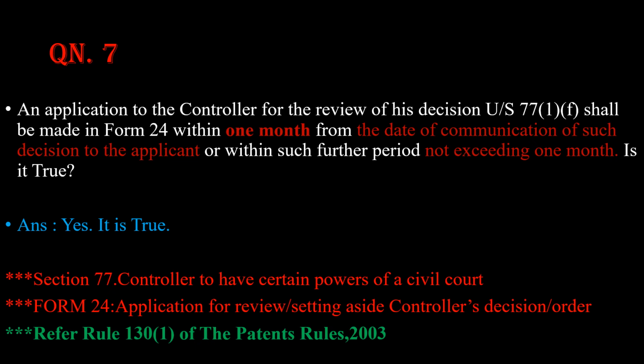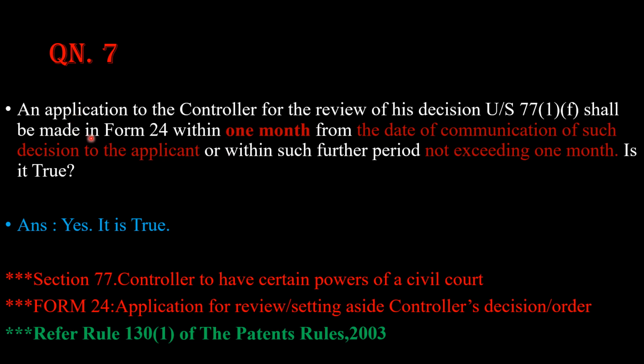Question number 7. An application to the controller for the review of his decision under section 77 subsection 1 clause F shall be made in form 24 within 1 month from the date of communication of such decision to the applicant or within such further period not exceeding 1 month. Is it true? Now you can see the statement: an application to the controller. Why is the application given to the controller? For reviewing his decision as per section 77 and some particular clause.